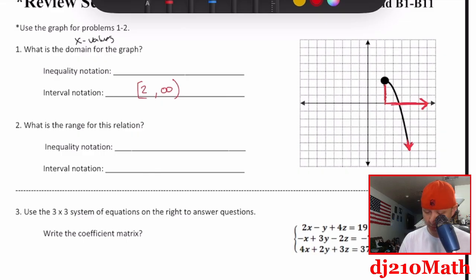For inequality notation, this is with the greater than or less than. We want everything that's greater than 2. So x is greater than or equal to 2. All right, number 2. What's the range?